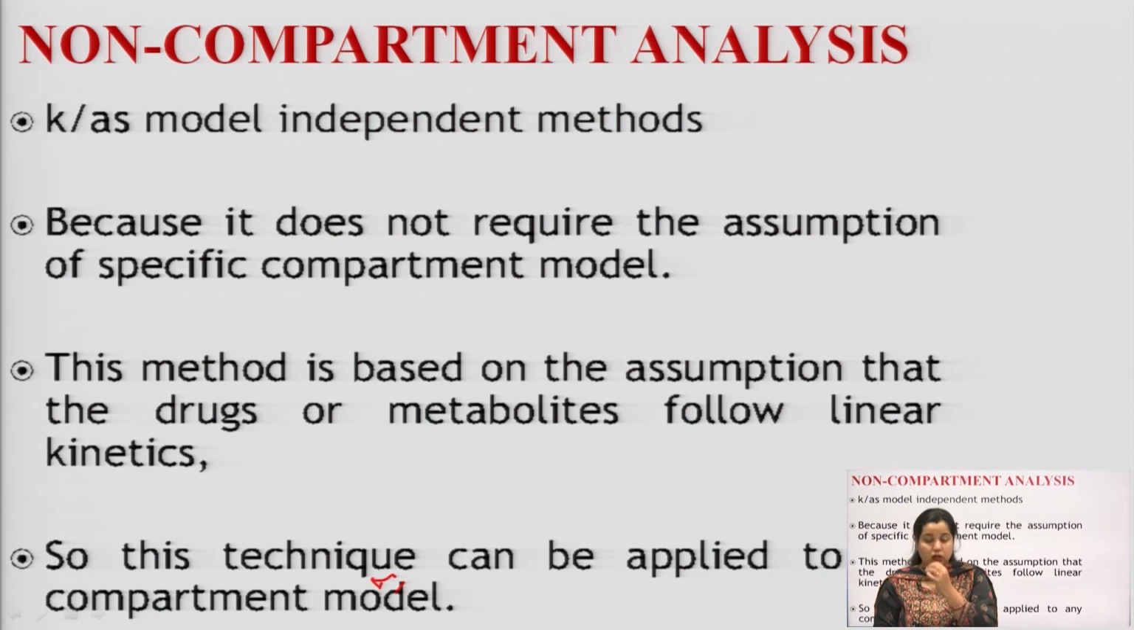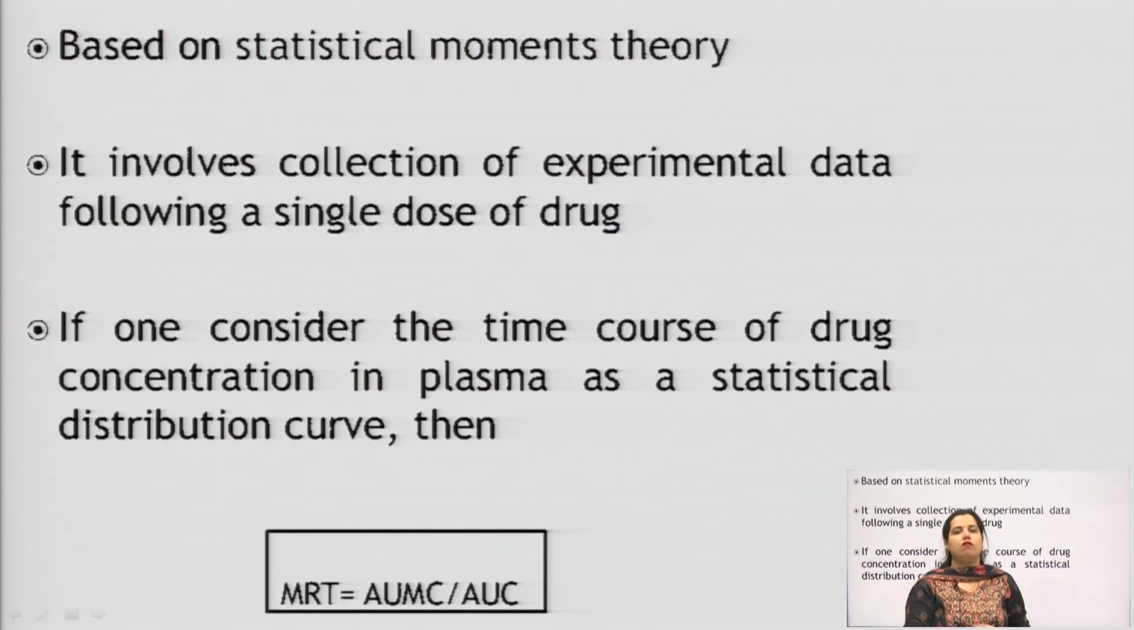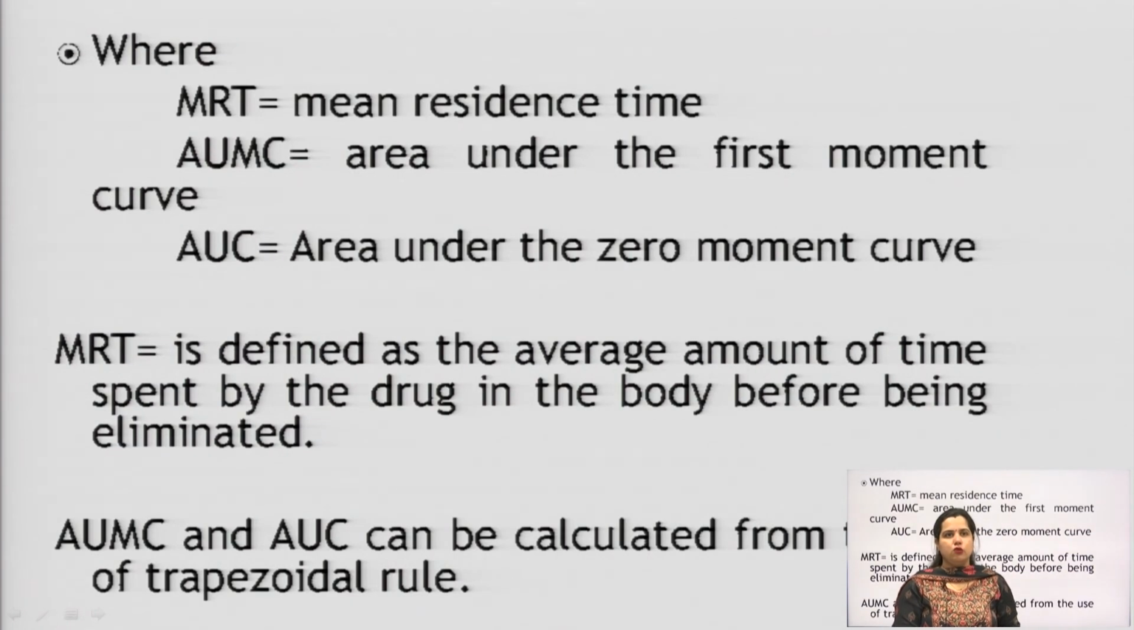And after that, non-compartmental analysis, which is also known as the model independent approach. In this, we basically consider that drugs follow linear kinetics, and we can identify using this equation, MRT equals AUMC divided by AUC, which can be calculated using the trapezoidal rule. So, considering trapezoids, we can calculate. I will tell you in my next coming sessions how to calculate this and how to use this.